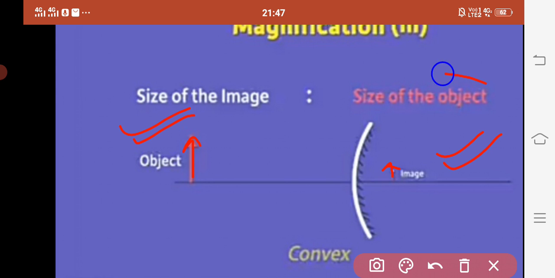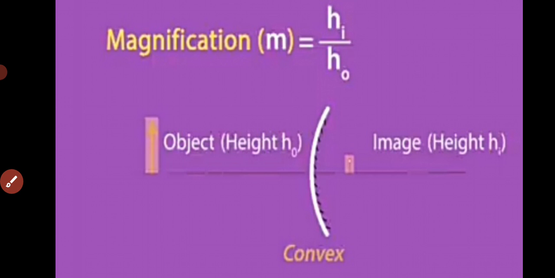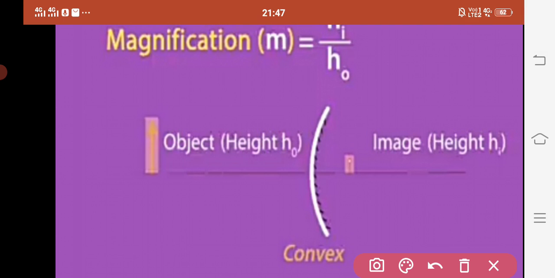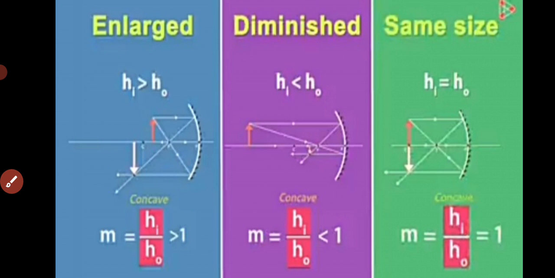Therefore, if we compare the size of the image in the numerator and the size of the object in the denominator, then we get the magnification. Similarly, we can just compare the height of the image to the height of the object as well. This is considered as the height of the image, this is considered as the height of the object, and the height is always taken with respect to the principal axis.